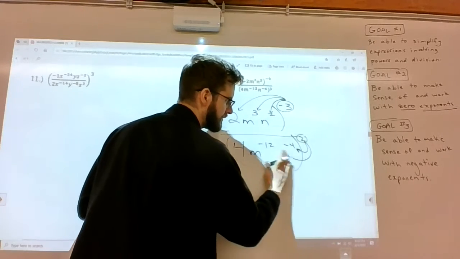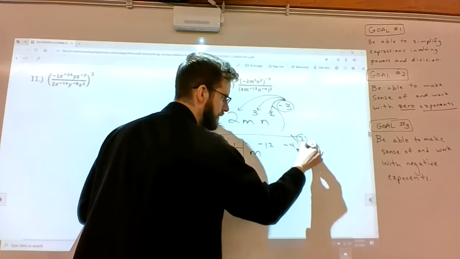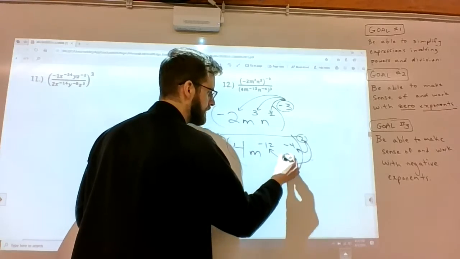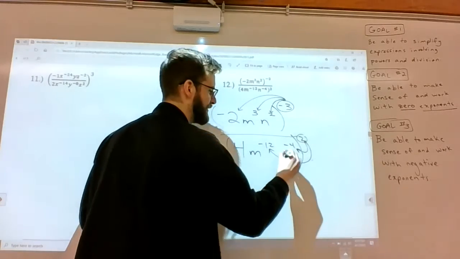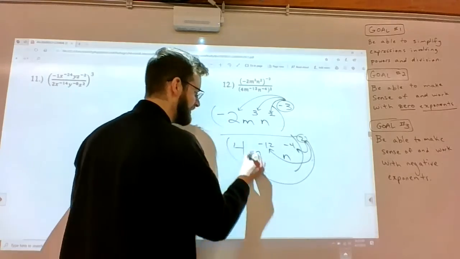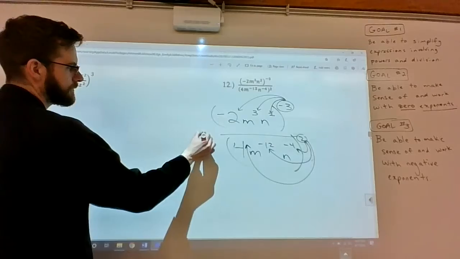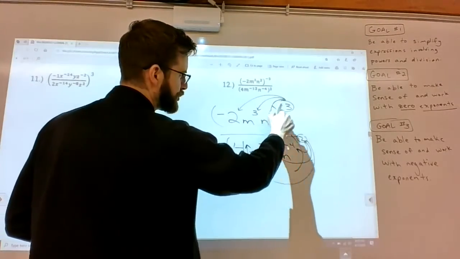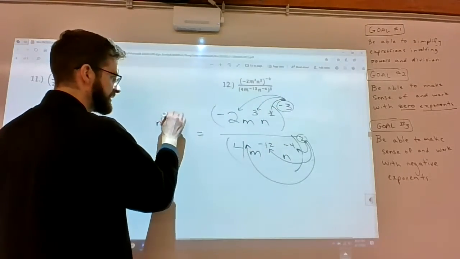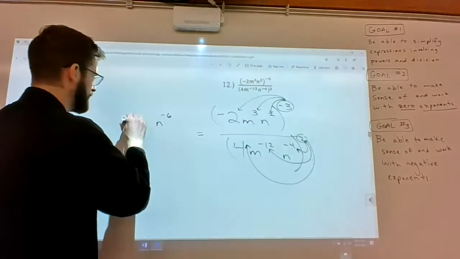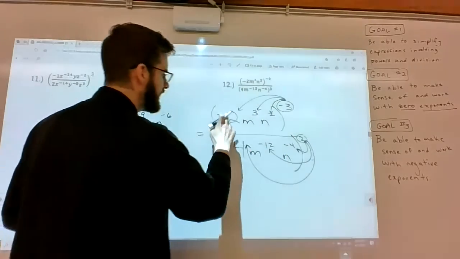Oh boy. Let's try that again. Is this an N? Yeah. Okay. So for the top, you're going to get n to the 2 times -3, that's -6. M to the 3 times -3, -9.